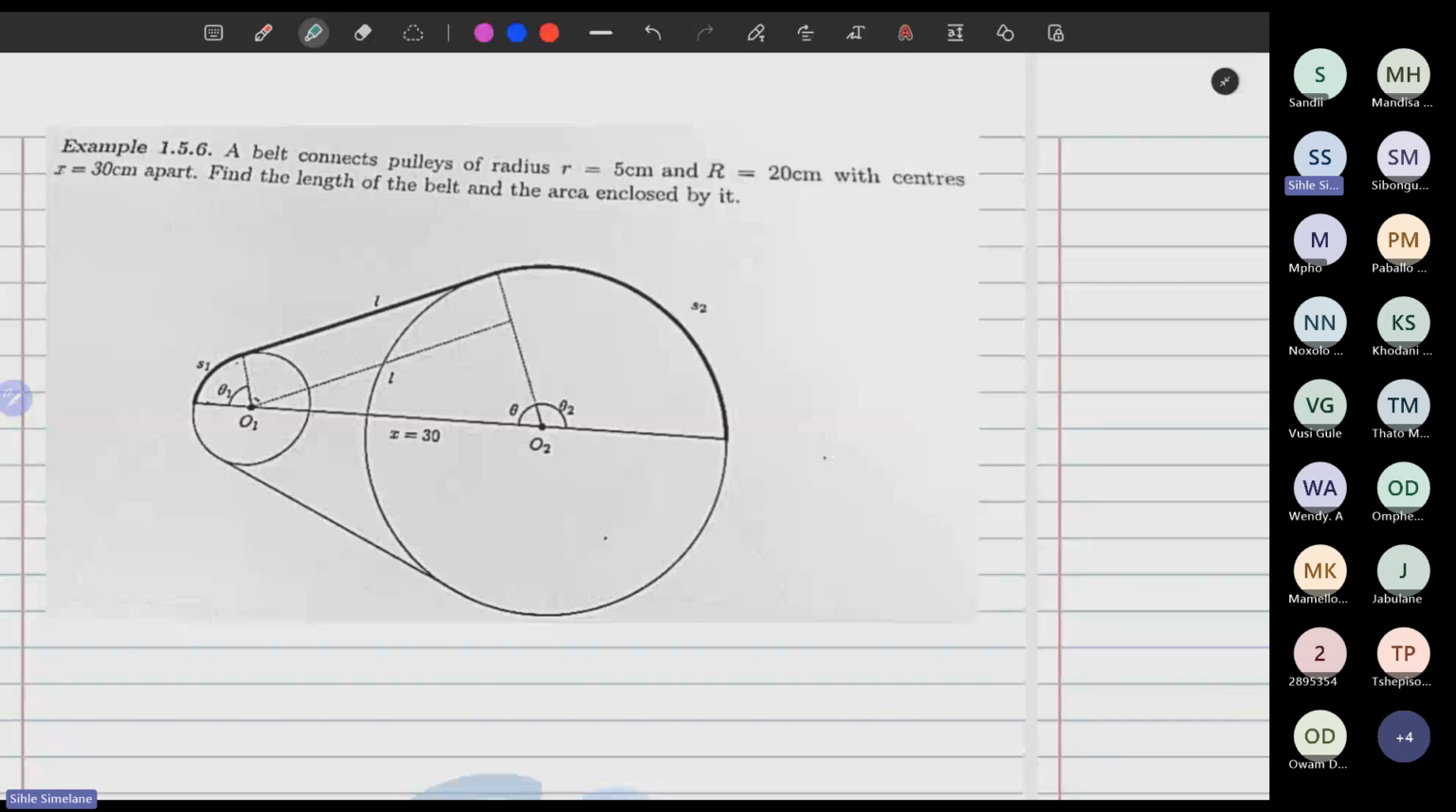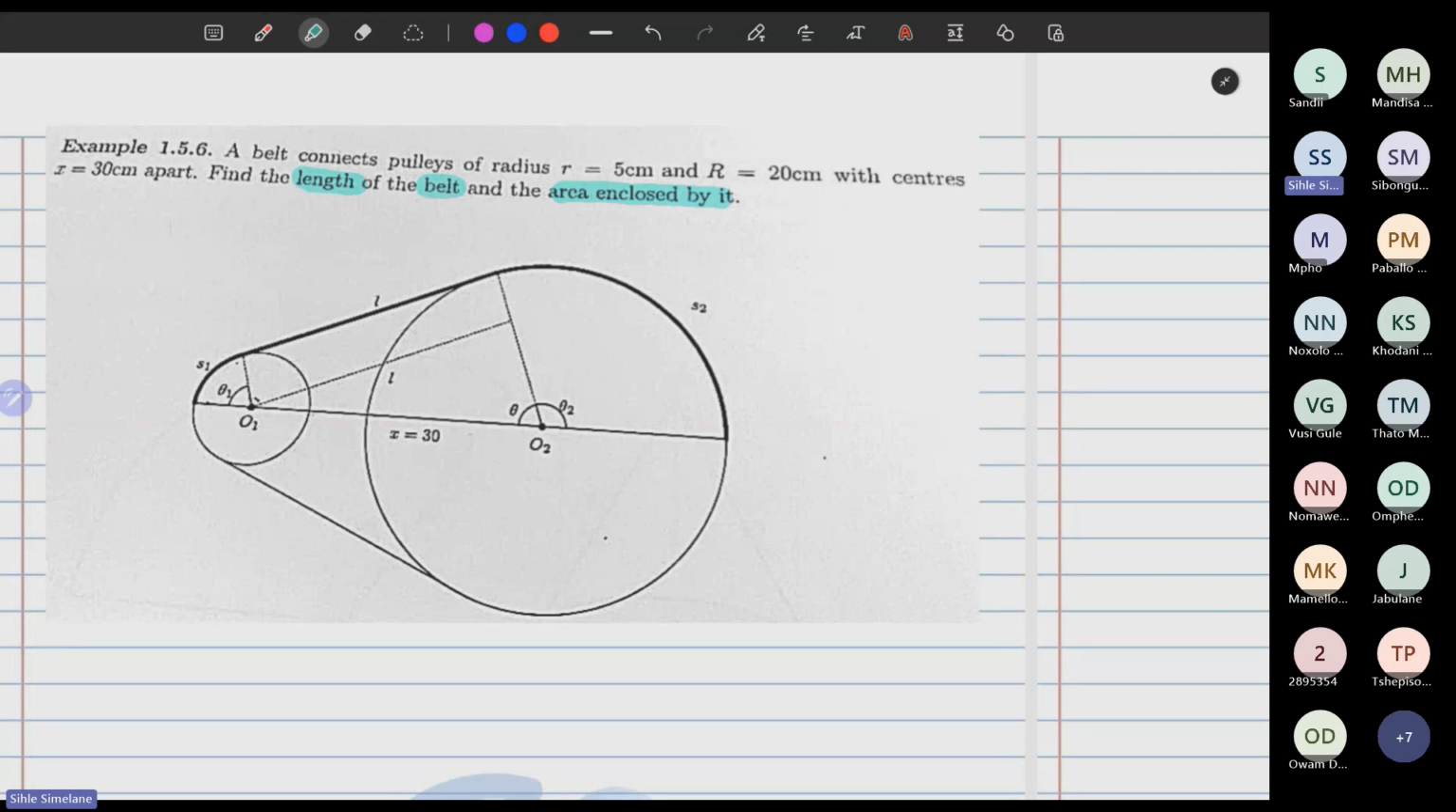So let's have a look at this problem which one of you shared. The problem reads: a belt connects pulleys of small radius r, which is 5, and big radius R, which is 20, with centers x, 30 centimeters apart. So the centers are 30 centimeters apart. And then they're saying find the length of the belt and the area enclosed by it.